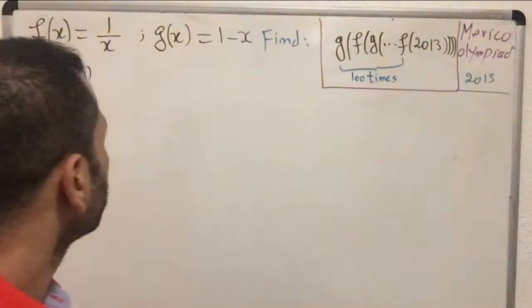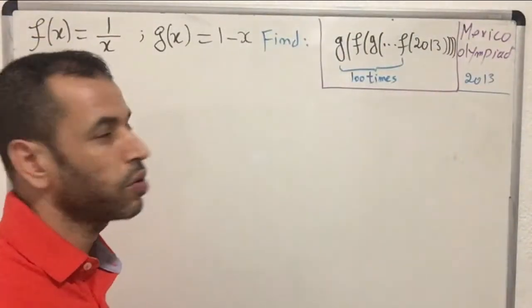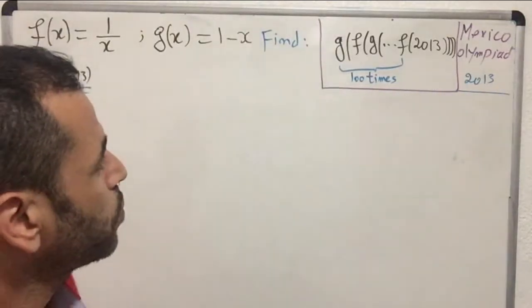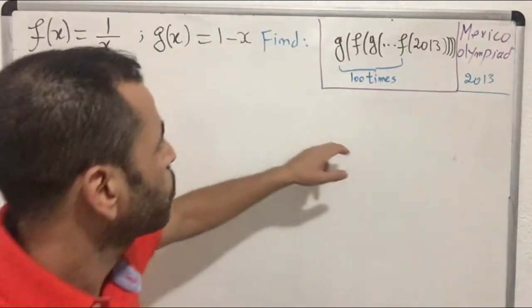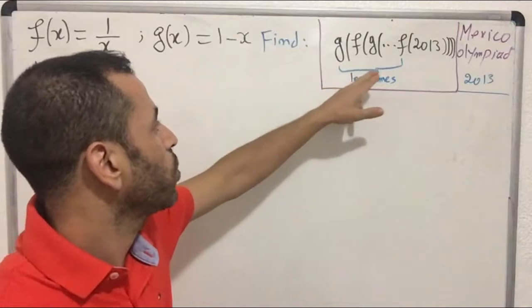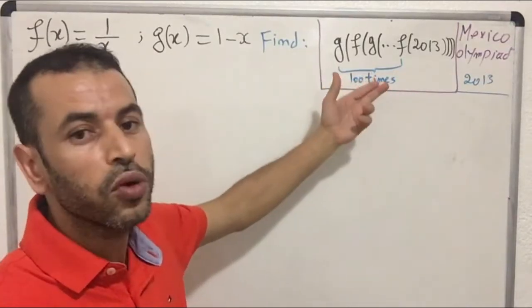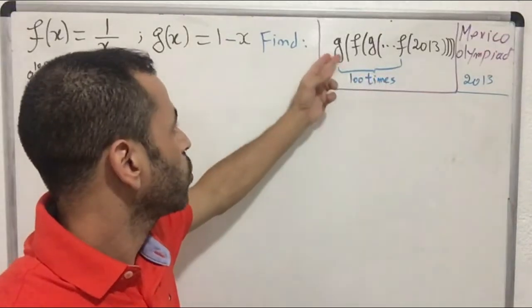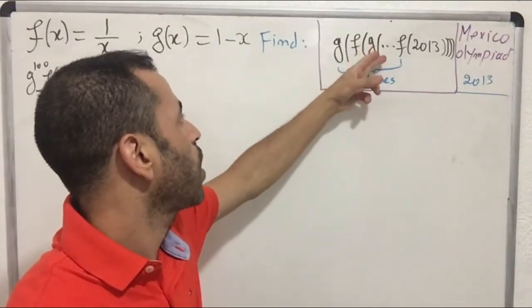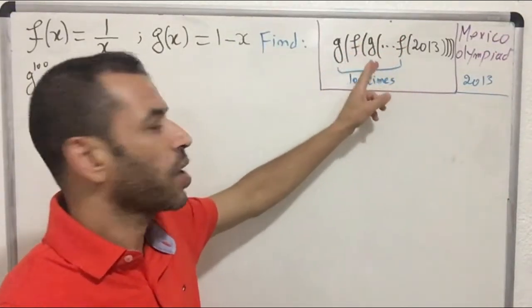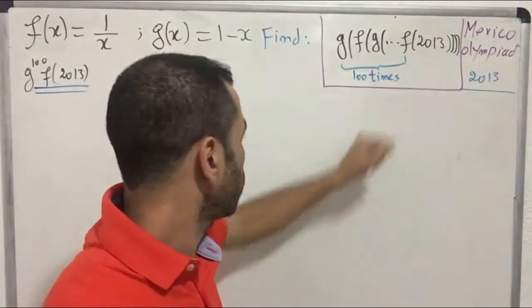In today's video, I'm going to look at a very interesting problem. This is the Mexican Olympiad of 2013. This problem comes in the form of a composition. If you take a look, it is a composition of two functions, written in the form g of f of x, g of f of x, repeating 100 times.